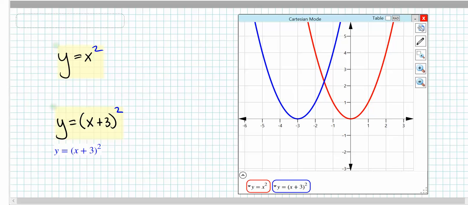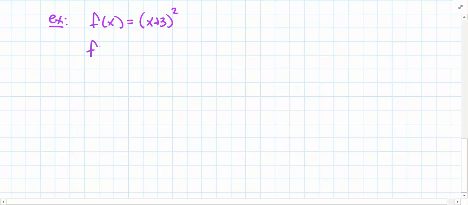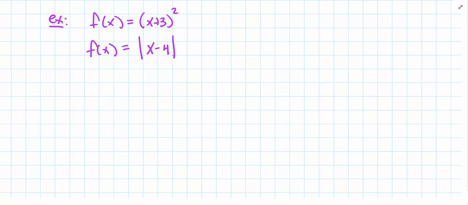What if I gave you this? F of x is equal to the absolute value of x minus 4. What would that be? What parent graph would it be? Noah's correct. It'd be the V graph, except which direction would it be? Up, down, left, or right? Right. How many units? 4 units. Huzaifa says to the right 4 units.